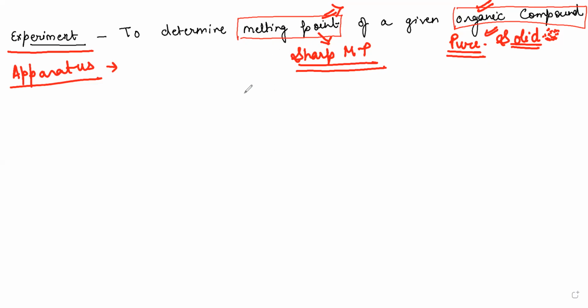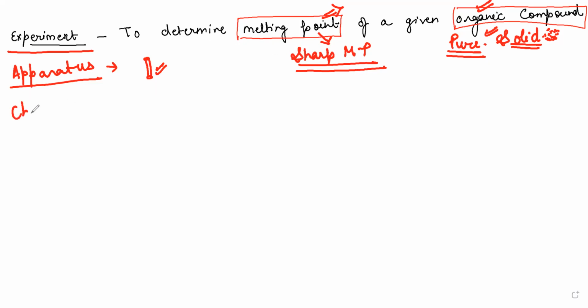And obviously thin capillaries, because with the help of those thin capillaries only we can determine the melting point of the compound. We take the organic compound whose melting point you have to check, and we place it in this capillary tube, right? So these are our requirements which I've just told you.